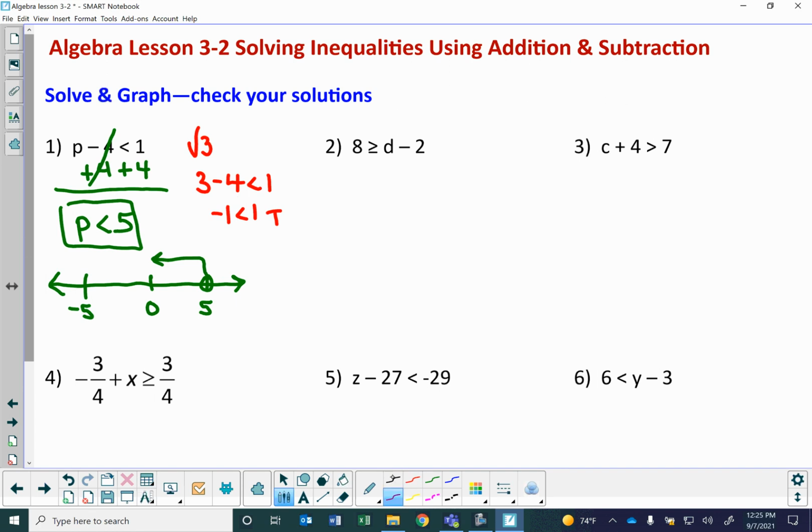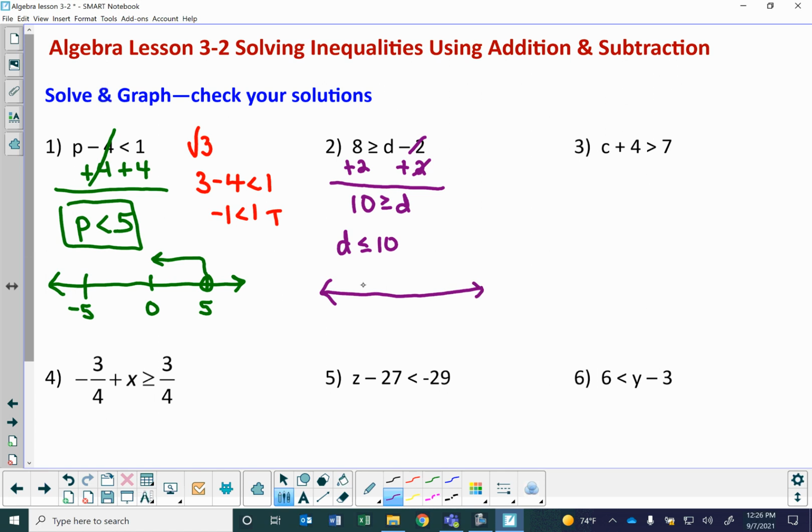Let's look at number 2 here. 8 is greater than or equal to d minus 2. So to get d by itself, I will add 2 to both sides of the inequality. 8 plus 2 is 10. 10 is greater than or equal to d because these cancel out. I like to rewrite my inequality, so d is less than or equal to 10, because that makes it easier to graph. If you do not rewrite them, there's a higher likelihood you're going to graph it incorrectly.